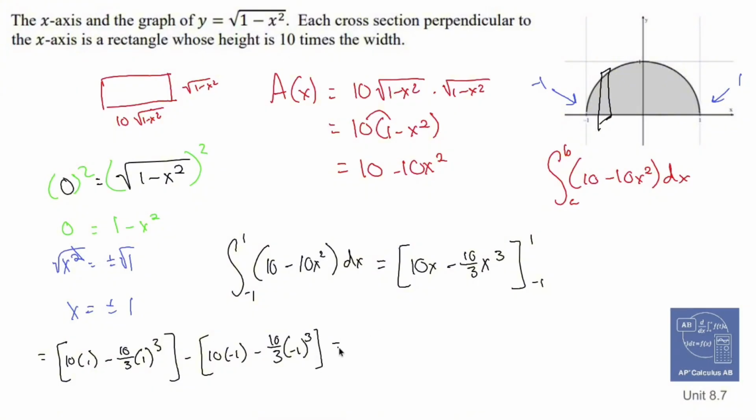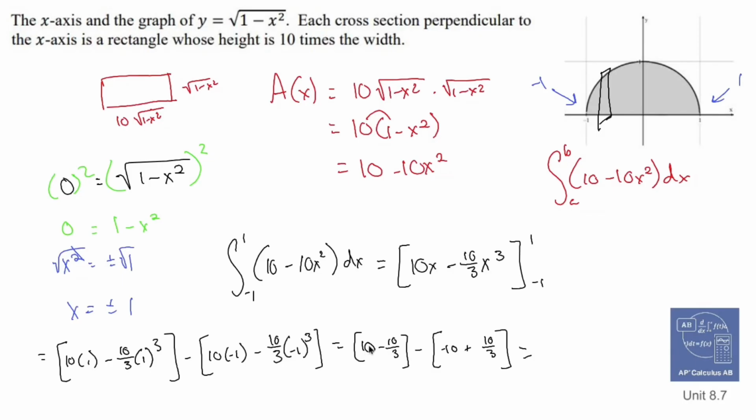Okay, 10 minus 1 cubed is 1, 10 thirds is 10 thirds, so minus 10 thirds, minus negative 10 plus, and the reason why it's going to be plus is the cube of negative 1 is still negative 1, so negative 10 thirds times negative 1 is still positive 10 thirds.